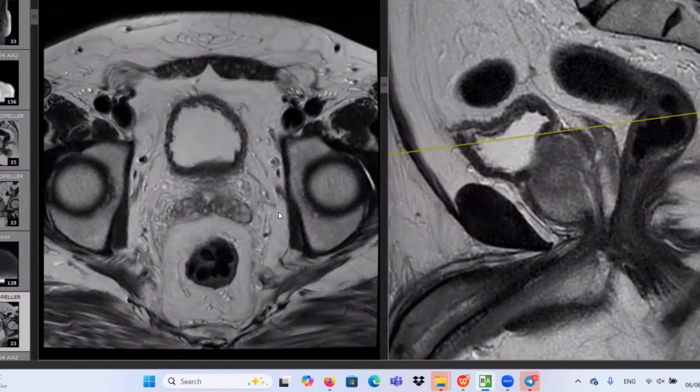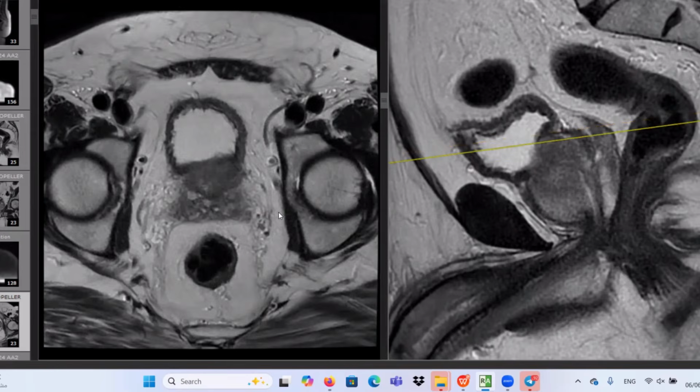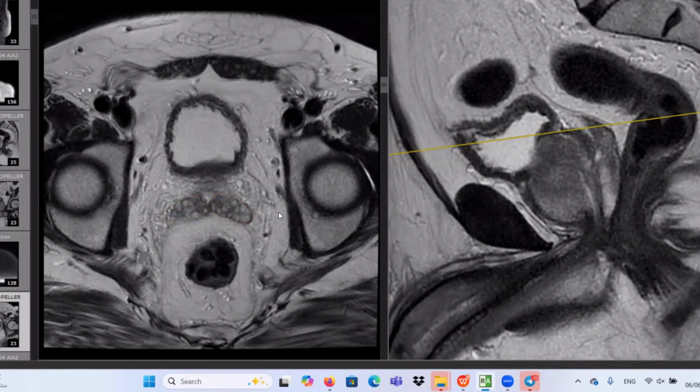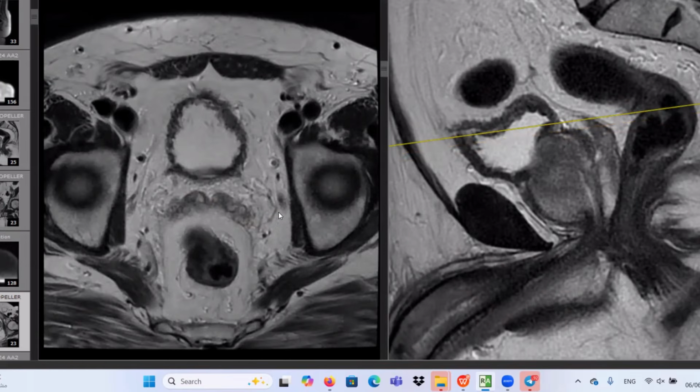We have also some important landmarks. We have here the seminal vesicles. The seminal vesicles are larger in the younger age group, and with progression of age, in the elderly, you will find the seminal vesicles slightly atrophied and the secretory materials will dry out. This is the secretory material displaying bright T2 signal. This is the seminal vesicle as well.